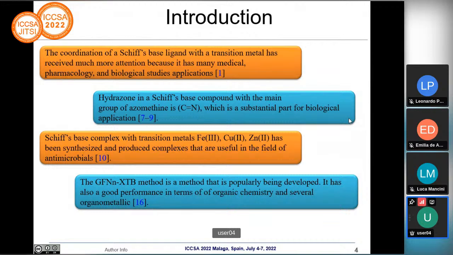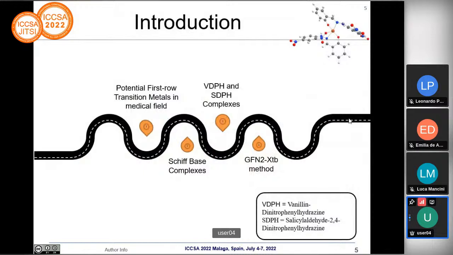This is a double bond between carbon and nitrogen. This is the key point for biological applications. Schiff base ligand complexes with transition metals have been synthesized and successfully used as antimicrobials. This research uses the GFN2-xTB method in complex studies. The advantage of xTB is fast calculations, and it has high accuracy for molecular geometries and frequencies, especially for organometallic and complex compounds. This is the motivation for why this research can be carried out.